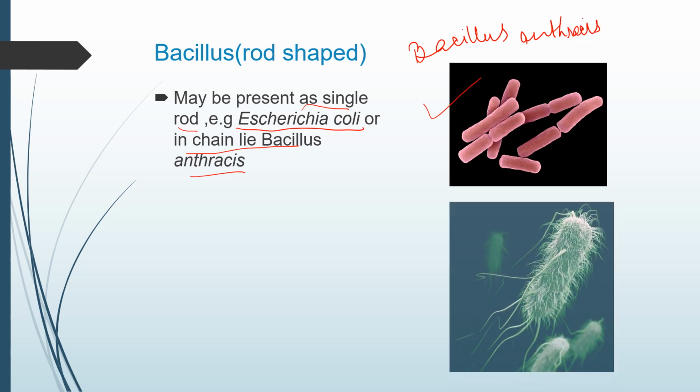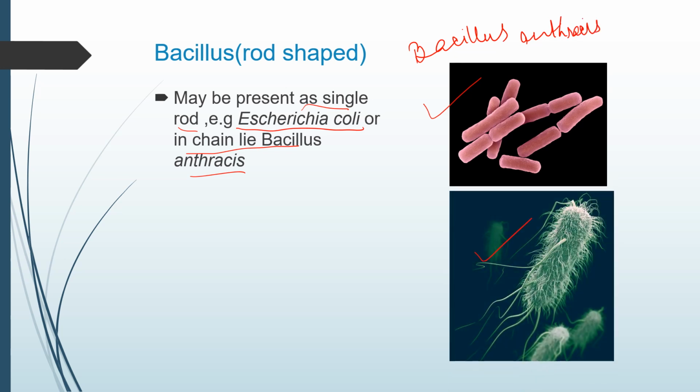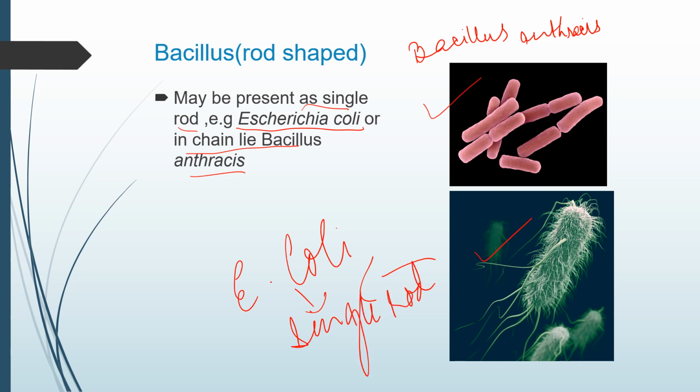And the next one is Escherichia coli. This is E. coli. This is a single rod. They form a single rod like structure. But the shape is rod. Here also the shape is rod. They remain in chain forms in one bacillus, and a single rod like structure in the other. So this is the difference between the two.